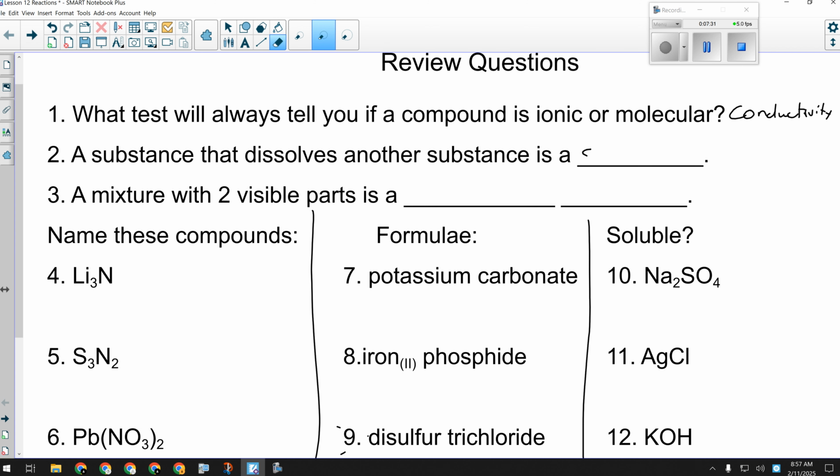A substance that dissolves another substance is a solvent, right? A mixture with 2 visible parts is a heterogeneous mixture. We could also say mechanical mixture.